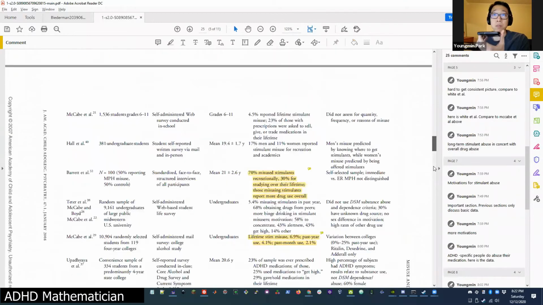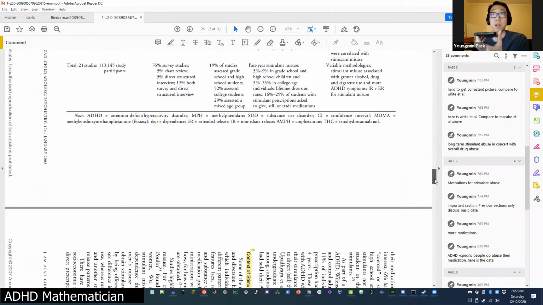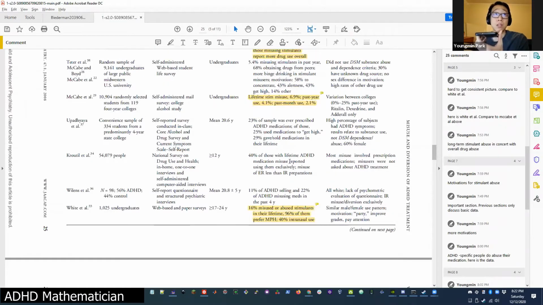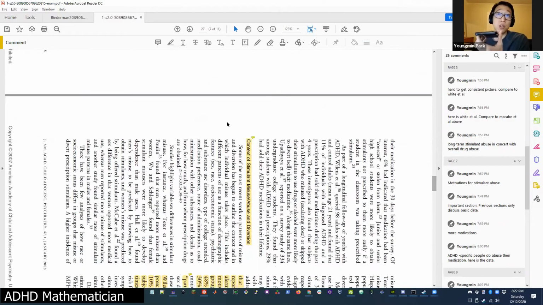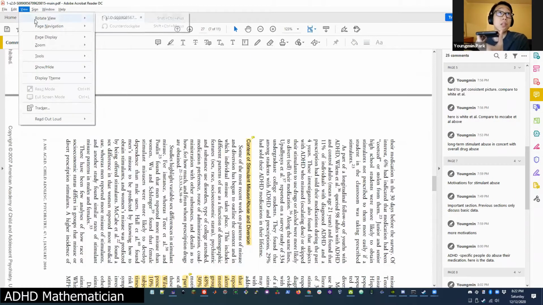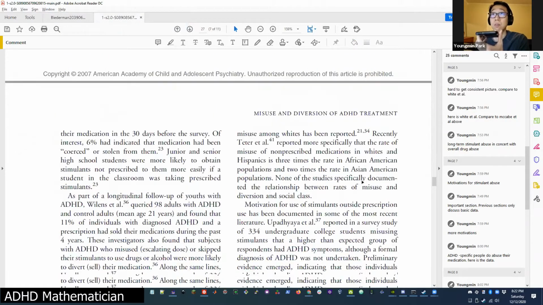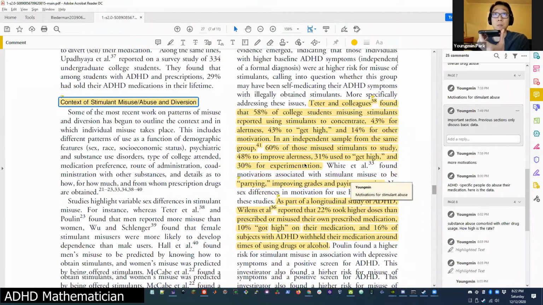Okay, but you're welcome to take a look. I can't remember if this is behind a paywall or not, but at least the sources are here. You can very easily look up the bibliography of these things, even if the paper is behind a paywall. So I encourage you to look at that if you are curious. And let's go back to the text. I'll skip forward to the context of stimulant misuse, abuse, and diversion.